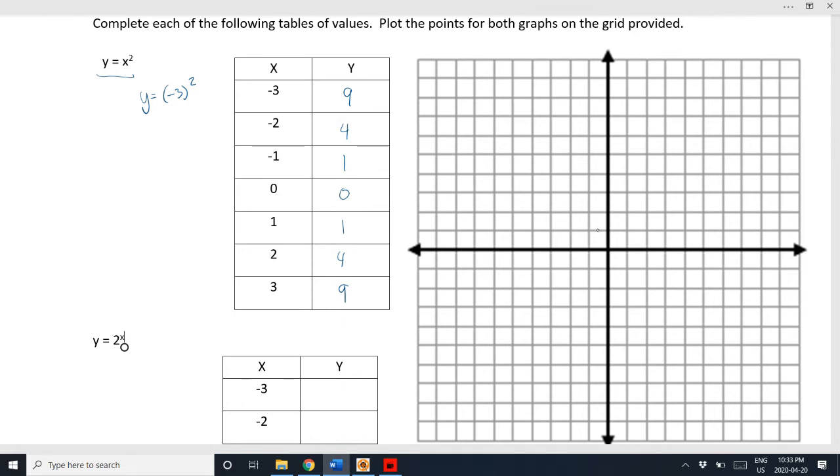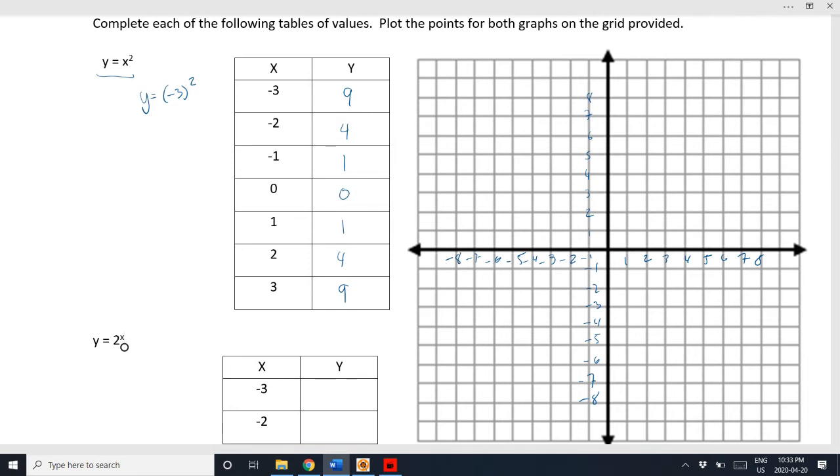To help us out, in this case, I'll write the numbers on our grid. So you have 1 through 8 and negative 1 through negative 8 on each axis.